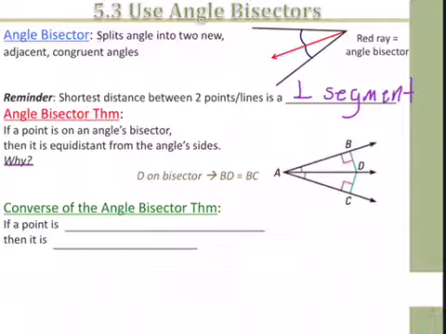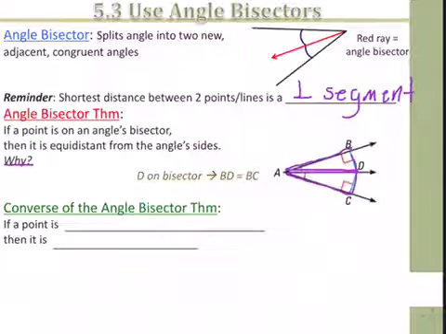So, let's actually show this. Our goal here is to show that BD is congruent to DC. Or in other words, these 2 blue segments are congruent to each other. So how can we do this? Something familiar should stick out to us, which is that I see 2 triangles. If I could show those 2 triangles congruent to each other somehow, then I could use CPCTC to show that the blue segments are congruent as well.